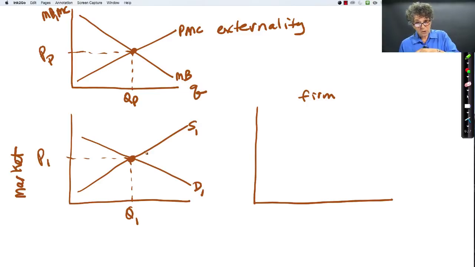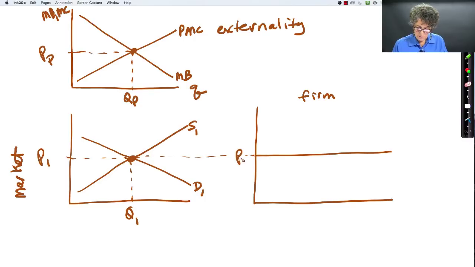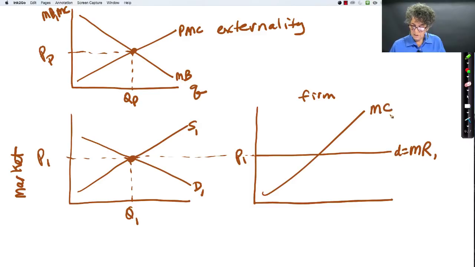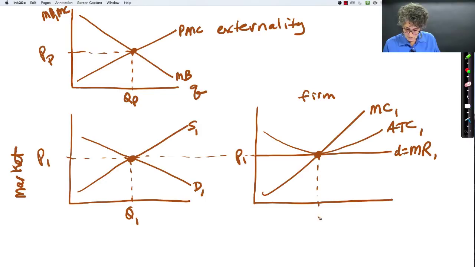And for the firm, so this is a firm in a perfectly competitive industry, that corresponds to, at that price P1, the individual firm's demand curve, which as we know is equal to their marginal revenue curve, MR1. They have their standard, good old upward sloping marginal cost curve, and we'll start them in long-run competitive equilibrium with the average total cost 1, like so. So my firm is producing a quantity Q1.